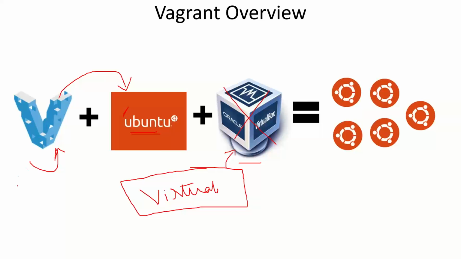So what will Vagrant do? It takes your request. Let's say I want Vagrant to create me a VM. Vagrant takes my request with the help of Ubuntu as a box and the hypervisor as its solution, and then starts to provision your actual VMs.